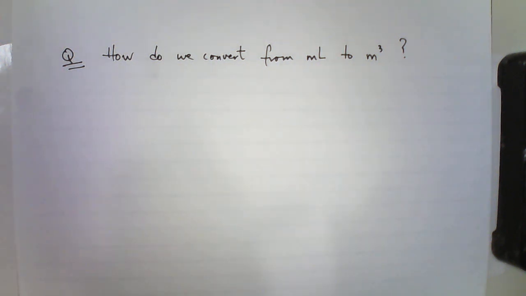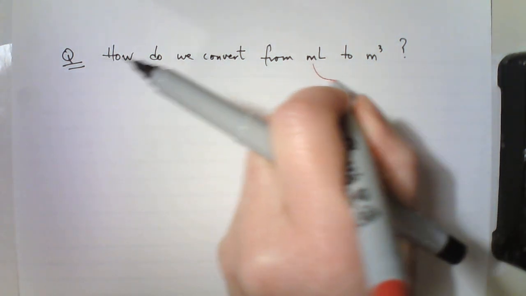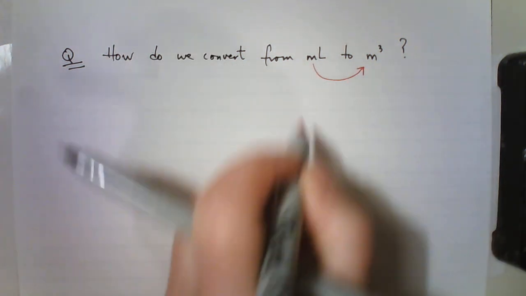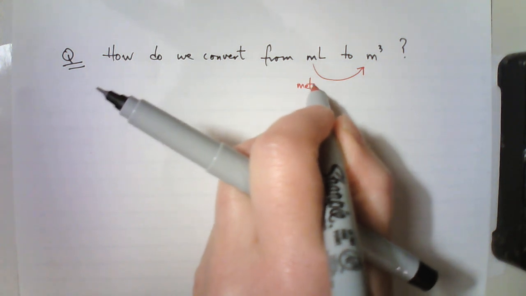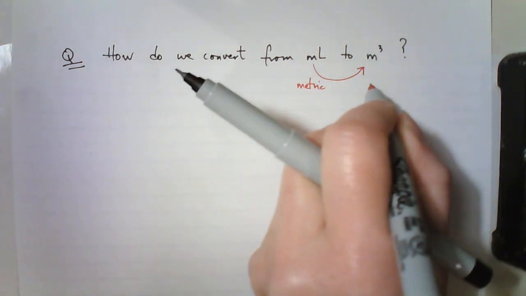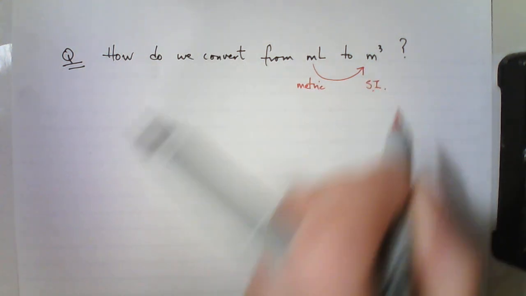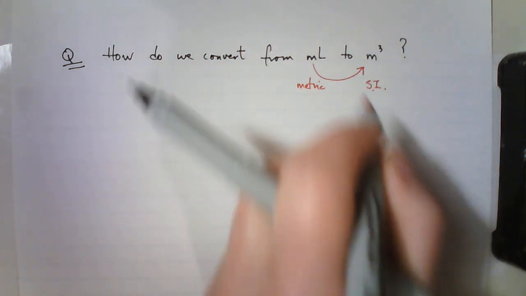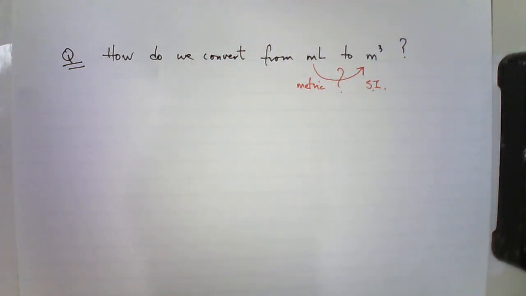Often in questions we want to work in cubic meters, but we're given a value in milliliters for volume. So how do you move from milliliters, your typical metric unit of volume, to my international system unit of cubic meters? How do we actually do that? Very, very easily, very straightforward.